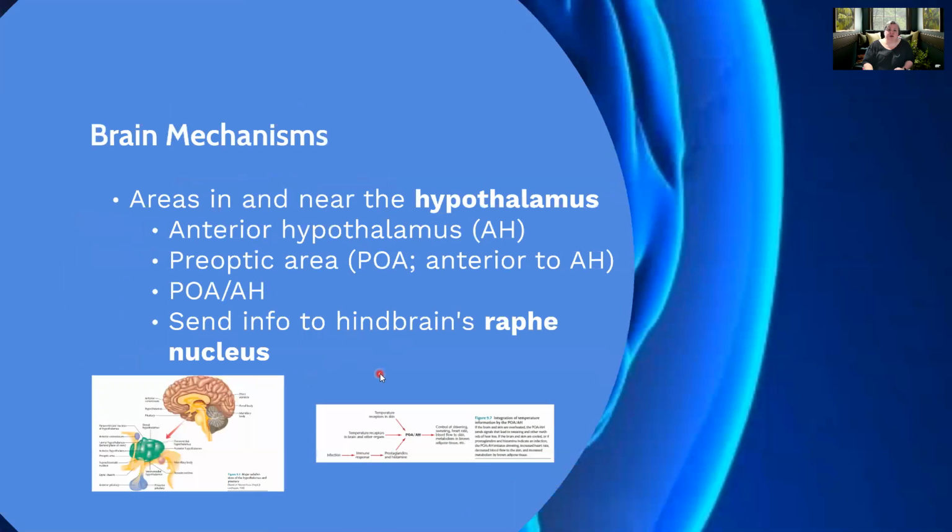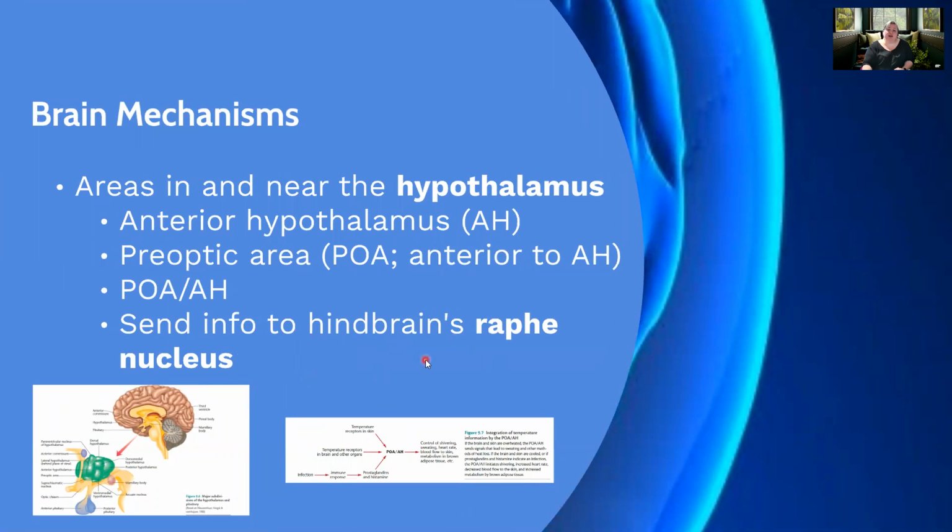And how I wanted to end this particular lecture video is to talk about the brain mechanisms associated with this. You may have seen, when we first started, the picture I had with the hypothalamus highlighted for us. That's because you're going to notice almost everything we're talking about in regards to internal regulation is related to the hypothalamus. Temperature regulation is definitely related to the hypothalamus, specifically the anterior hypothalamus and the preoptic area, which is anterior to the anterior hypothalamus. These two are so close together and so closely related in what they're doing, which is temperature regulation.